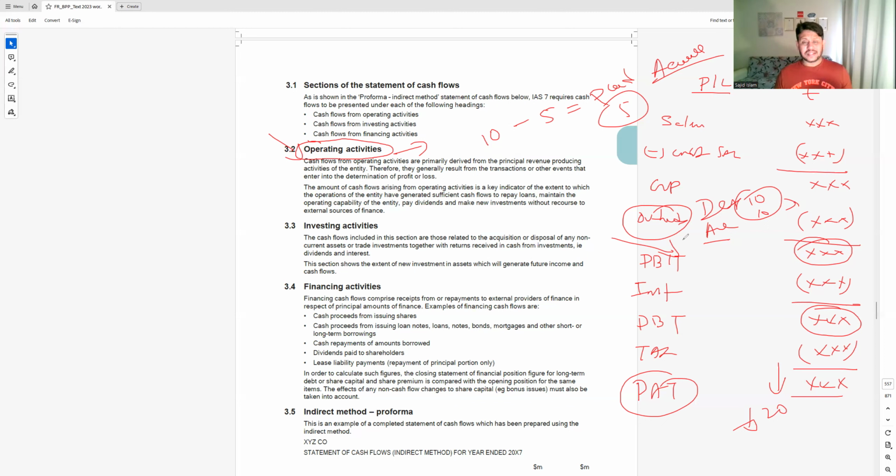For example, if the business doesn't have any loan, they don't have any interest. So only a business that has some loan could have interest. For that reason, interest needs to be added back first. So how much is the interest during the year?